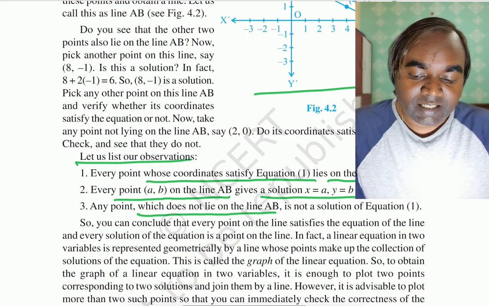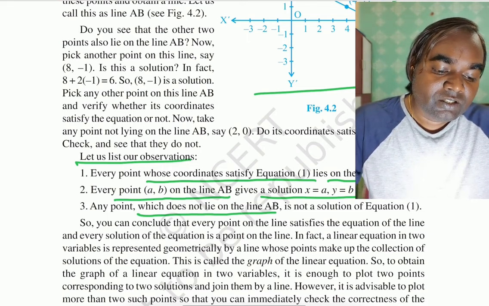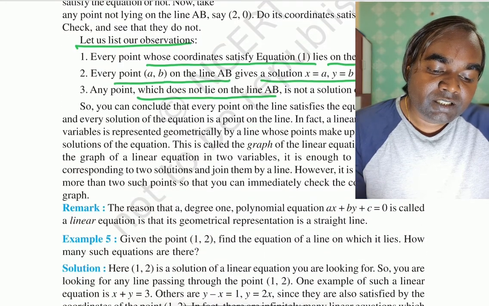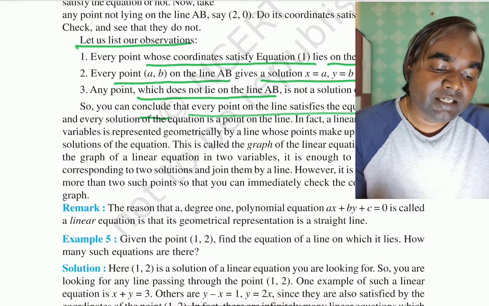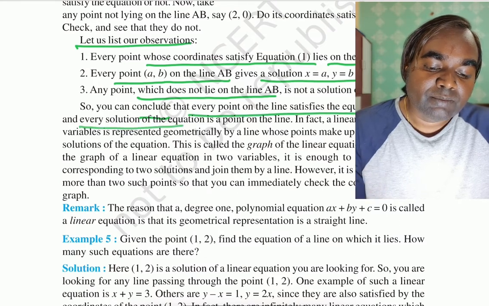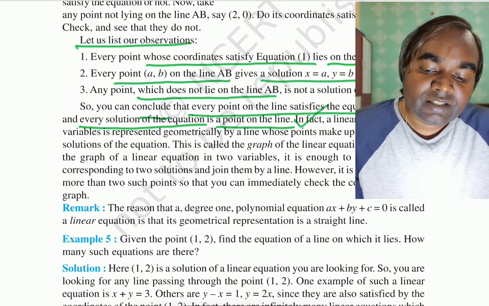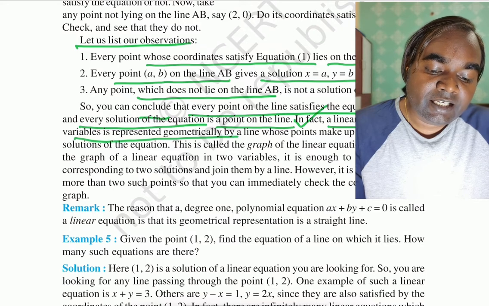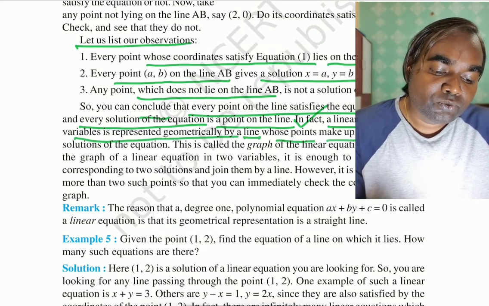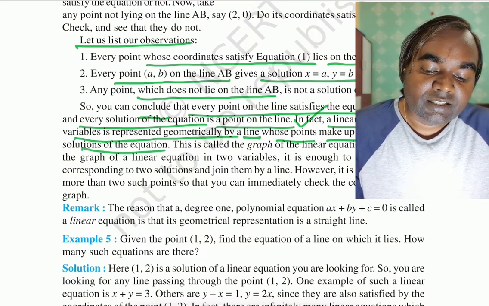So friends, note it. This is a very important conclusion: every point on the line satisfies the equation of the line, and every solution of the equation is a point on the line. In fact, a linear equation in two variables is represented geometrically by a line whose points make up the collection of solutions of the equation. This is called the graph of the linear equation.